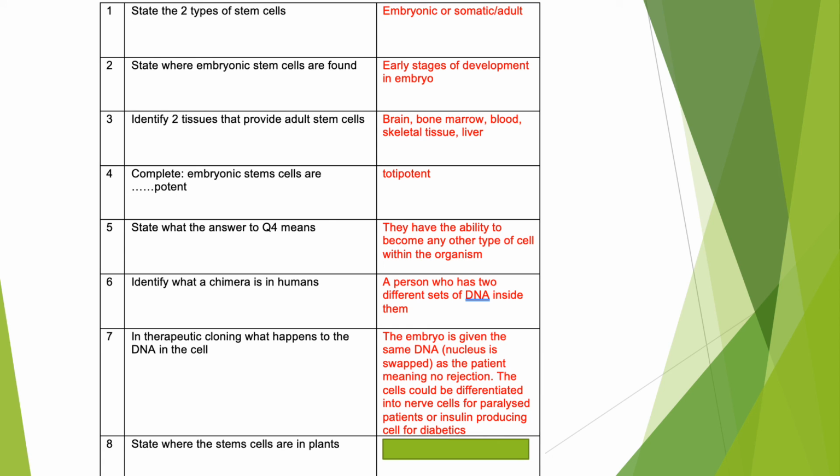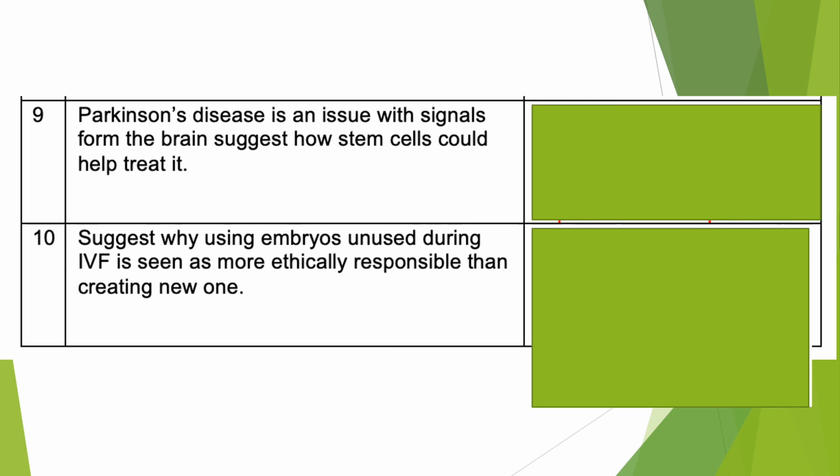And the last one, number 8, state where the stem cells are in plants. This is called the meristem tissue. Okay. So please make sure that at least for these 8 questions you have the correct answer, and we'll move on to the last 2.